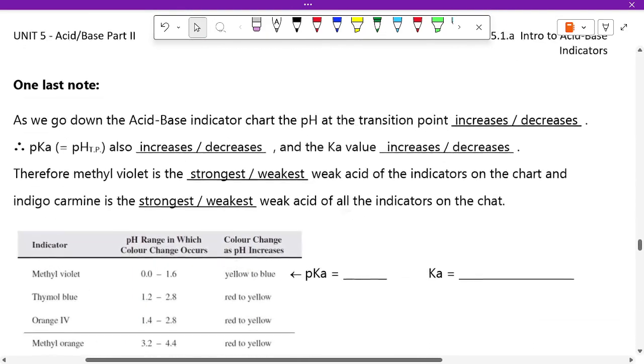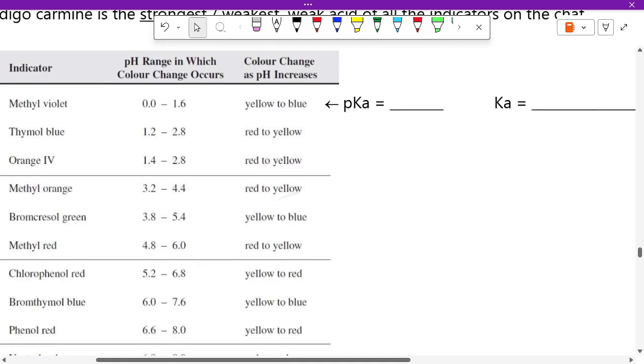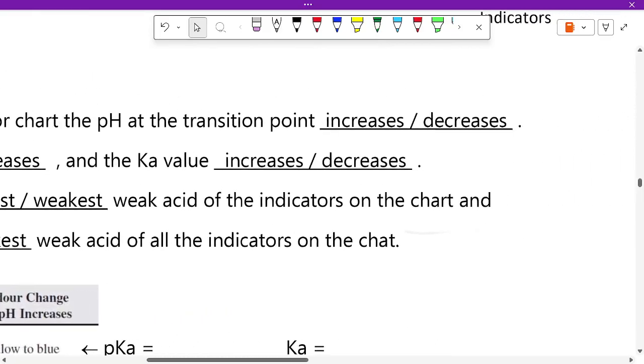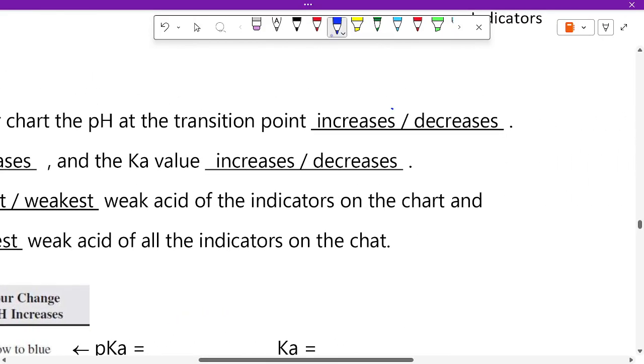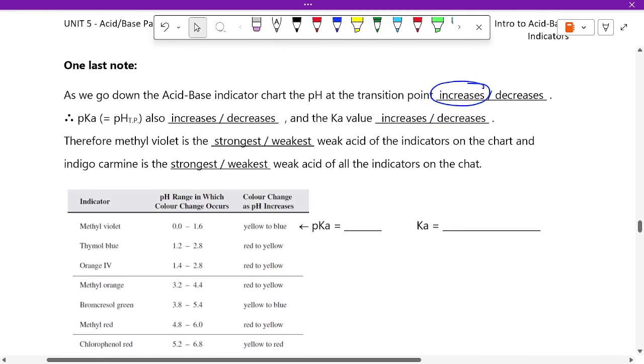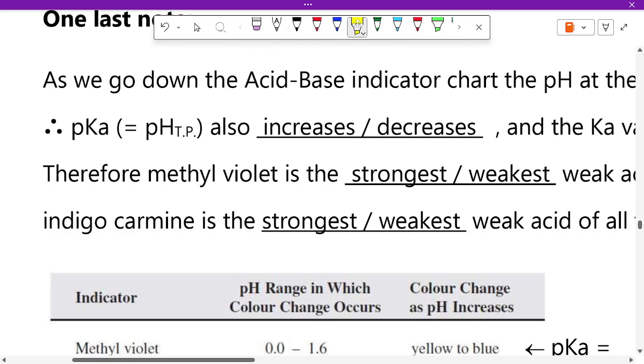One last note. As we go down the acid-base indicator chart, the pH at the transition point, does it increase or decrease as we go down the chart? It increases. Okay, so the pH at the transition point increases. That means that the pKa, which is the same as the pH, also increases.